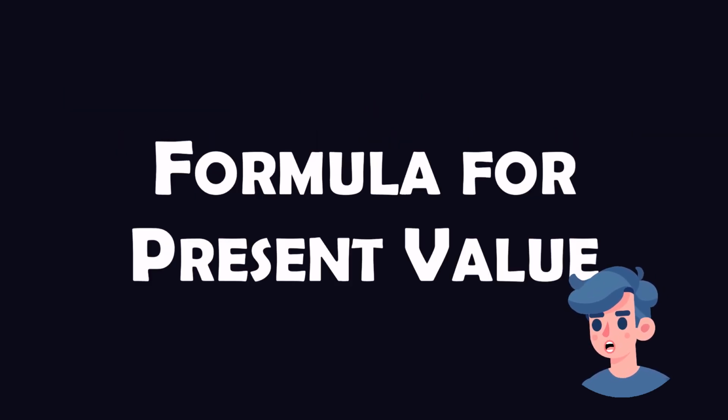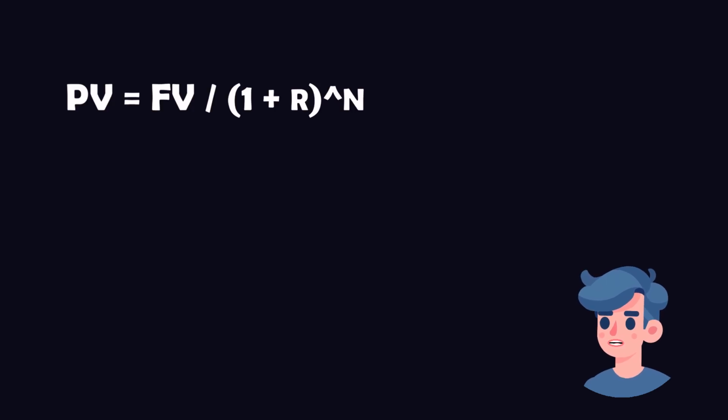The formula for present value is PV = FV / (1 + R)^n, where FV is the future value, R is the interest rate, and n is the number of periods.